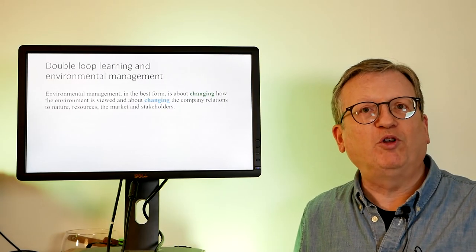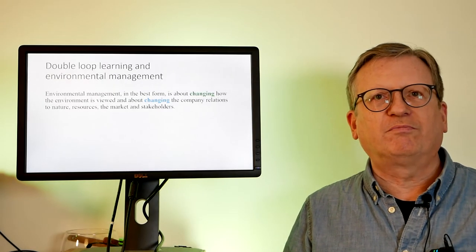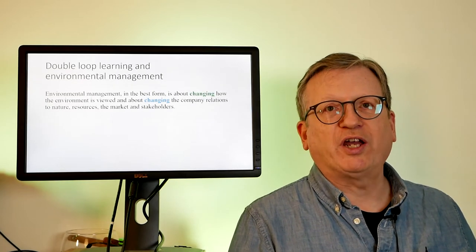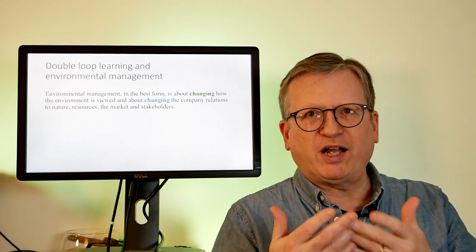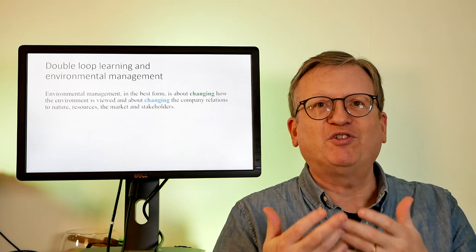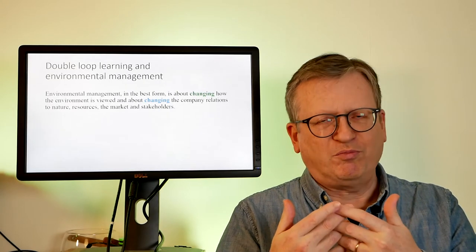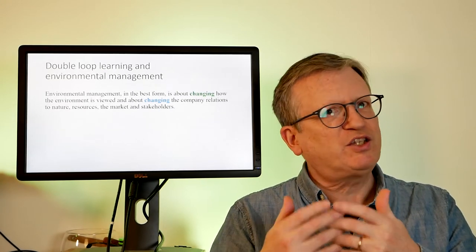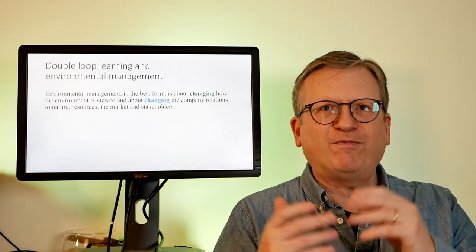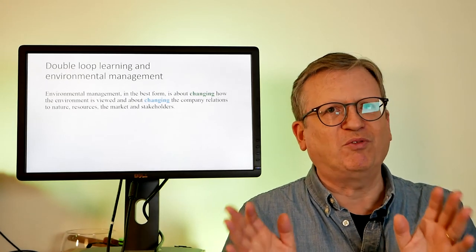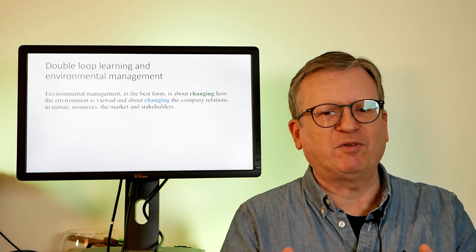Now, what does all this about double loop learning have to do with companies and the environment and environmental management? As I said before, working with the environment involves change. And environmental management in its best form, its most progressive kind of activity, is going to have to do with change. We have created, purposely or by mistake, environmental problems. And unless we make changes, those problems are going to continue to occur. What changes are required? How fundamental? That's something we can talk about or discuss further. But environmental management has to be about change. Otherwise, not much is happening.